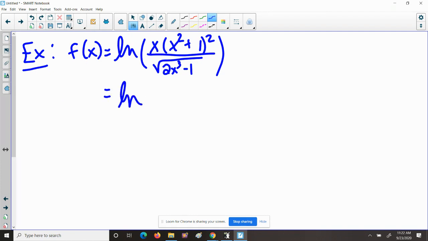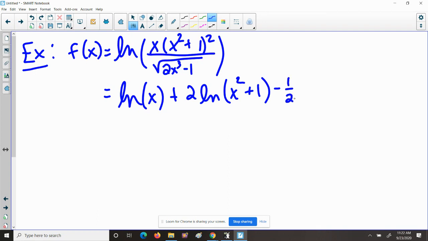If we simplify and expand this out, we've got natural log of x, right? Plus, because it's multiplied, the exponent of 2 comes out front: 2 natural log of x squared plus 1. Now we want to subtract because this piece is on the bottom, so minus, it's a square root, so that's a power of 1/2 that we're going to bring out front: natural log of 2x cubed minus 1. Now, even though that looks complicated because you got 3 pieces, it actually ends up being way easier to take that derivative. Let's talk about working through finding the derivative.